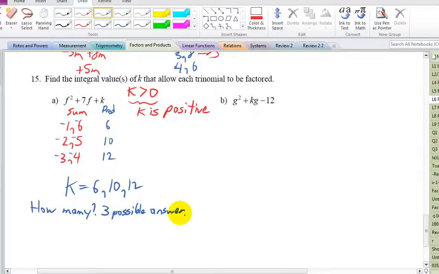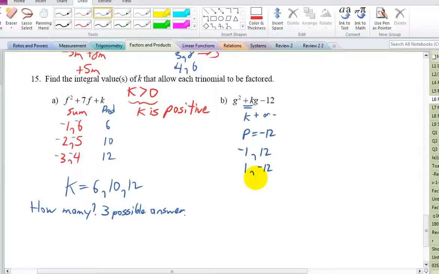All right, next one. A little bit easier. Does k have to be positive because of the plus sign? No, we talked about that yesterday or the day before. K can be positive or negative. So we're going to focus on the product. The product equals negative 12. Thank you. So factors of 12. 1 and 12. 1 is negative. 1 and negative 12. See how we changed the signs there?